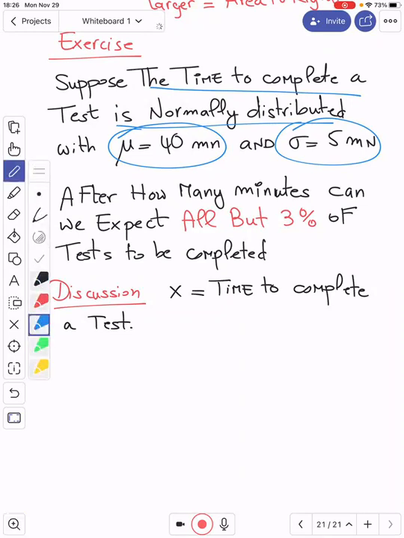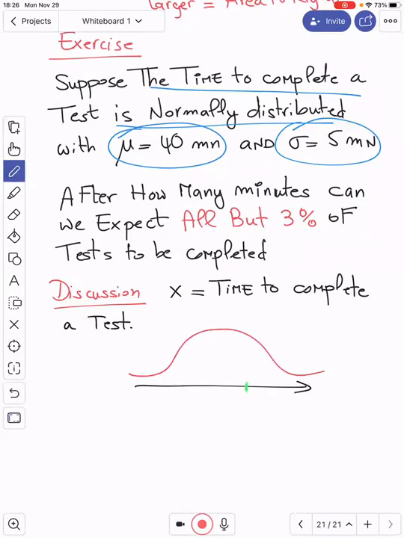So you have the graph of your normal distribution here, and you have your x. Again, that's the time to complete the test. So let's say x is 50. I'm just going to take some random value here, just to give you some numerical example. So let's say x is 50 minutes.